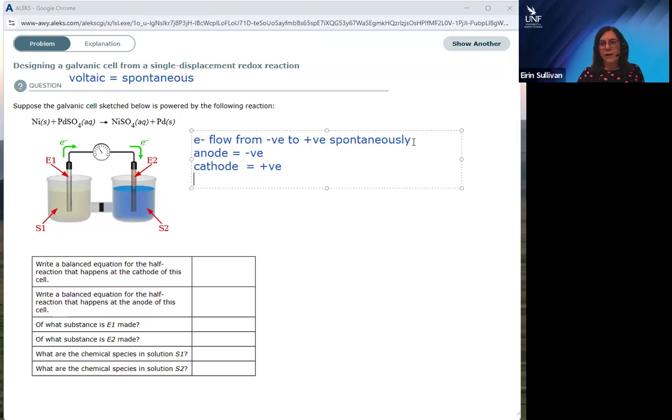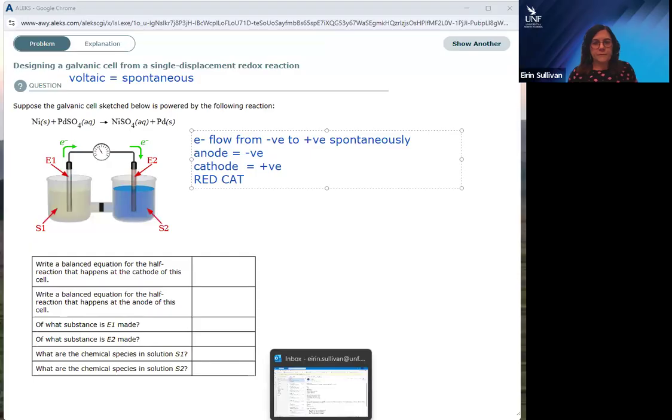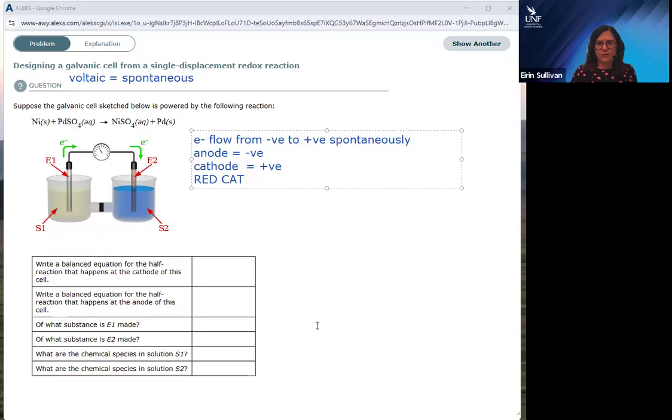There's a handy little way to remember this, and that is thinking about a red cat, whatever flavor of red cat you like, an angry ginger kitty or like House Lannister from Game of Thrones. That would be a good one. Or if you prefer, like Harry Potter, Gryffindor is red and it's lions. That's kind of an angry kitty, right? So remember red cat, because red cat will tell you that reduction is at the cathode.